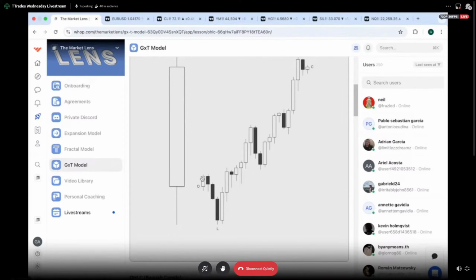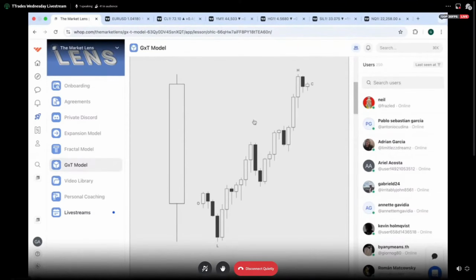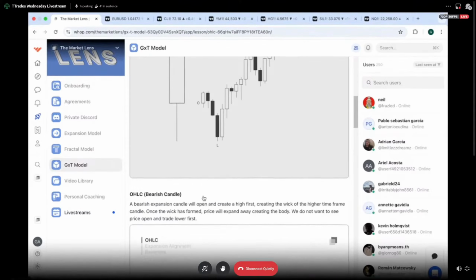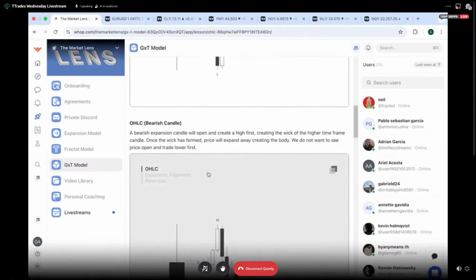Now, the reason why we want to see this candle open low first is because we want as little time in the manipulation phase of the candle so that there is more time to actually expand. We want no wasted movement in the manipulation phase, really. So that's a bullish expansion candle.